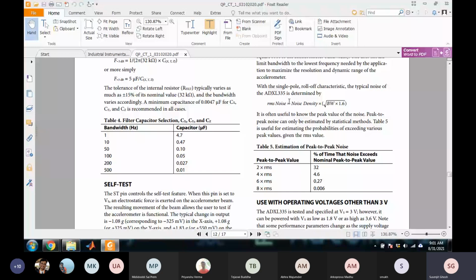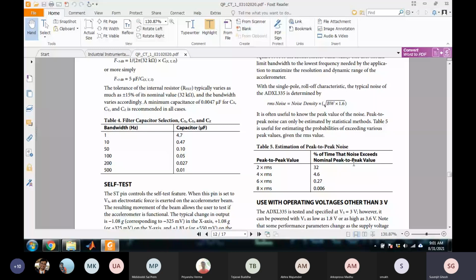We have to estimate the peak to peak noise. What is the interpretation of this peak to peak noise? If you are choosing some peak to peak noise value, that means you are allowing some noise to pass, meaning the percentage of time that noise exceeds this peak to peak nominal value will be decided by this estimated value.